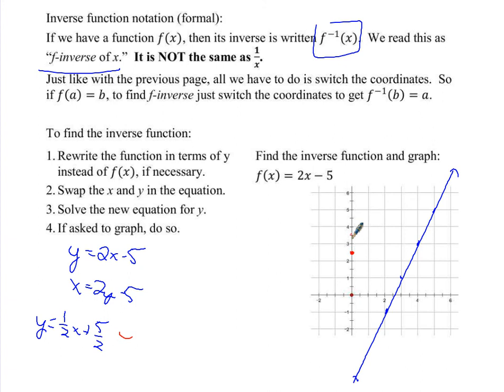And then 1/2, up 1, right 2. Up 1, right 2, up 1, right 2. Sure does look like it was reflected in the line y equals x. In fact, if I go ahead and put the line y equals x on there, there you go. So it does work, swapping the x and the y coordinates.